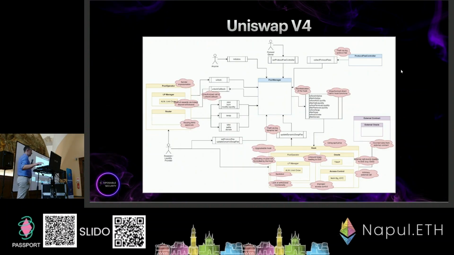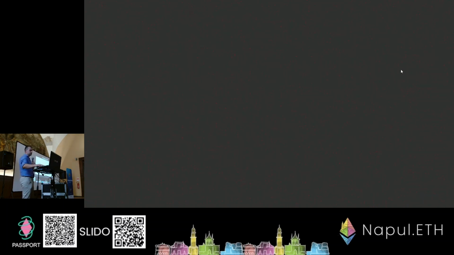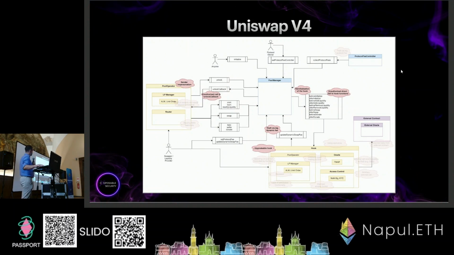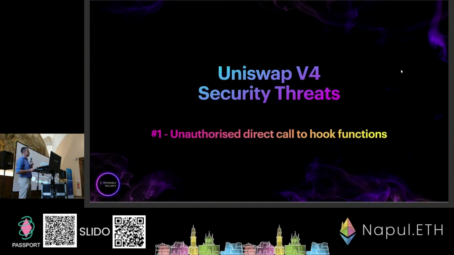We have done a threat modeling session for v4, and here is an example of some threats. All those clouds are the threats, and today I'm going to focus on a few of them, specifically on 6 of them, and I'll just move forward because you cannot read it now. So the first one is an unauthorized direct call to hook contract.